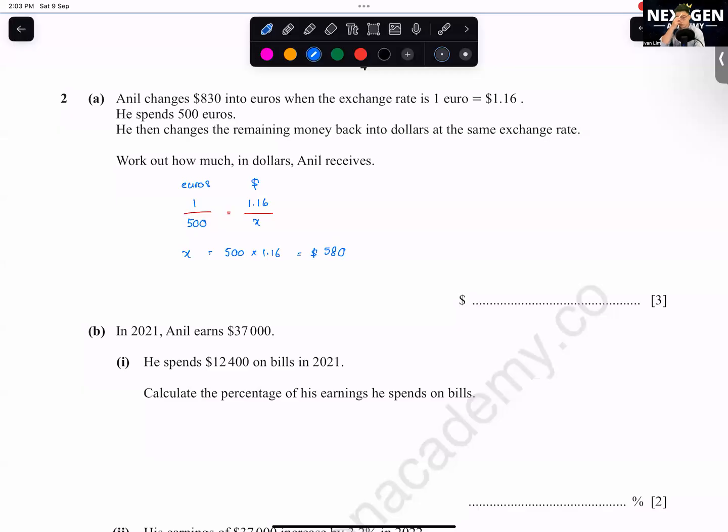Then what you're going to do, you're going to take $830 minus 580. Over here also, what you can try to do is write down the units, because later you don't know which one is euro, which one is dollar. So 830 minus 580, you get 250 here. This one you get 250.